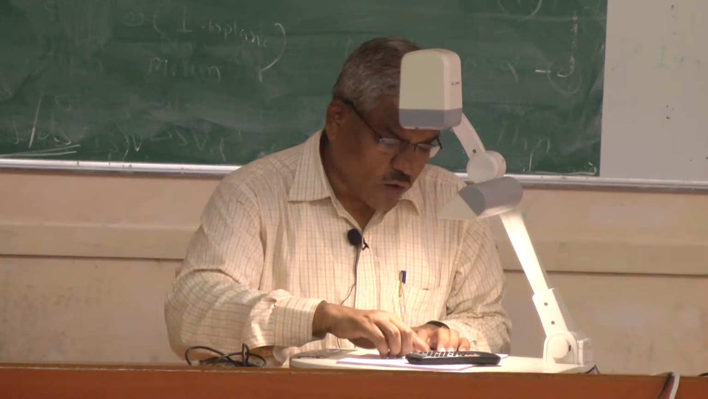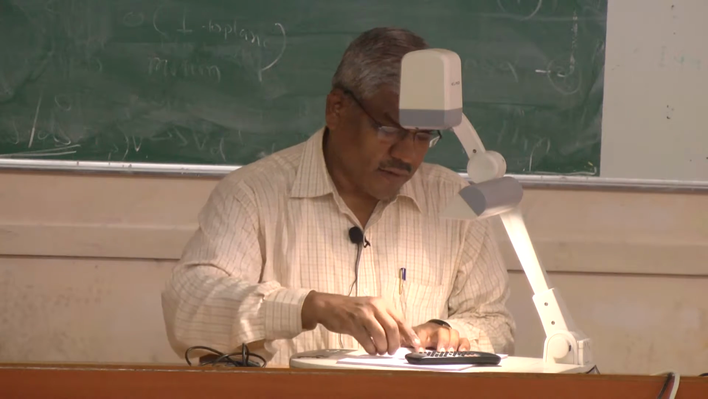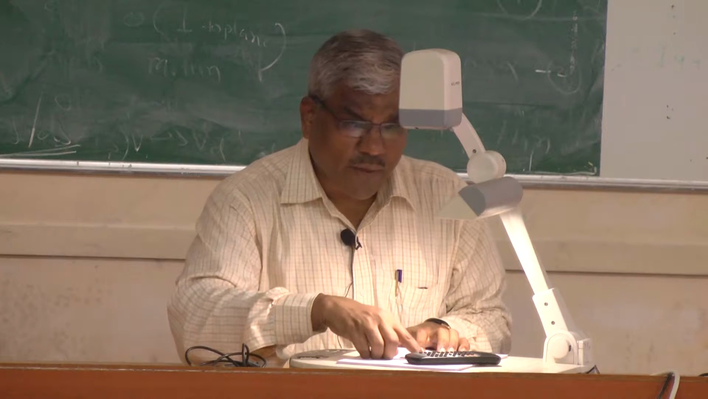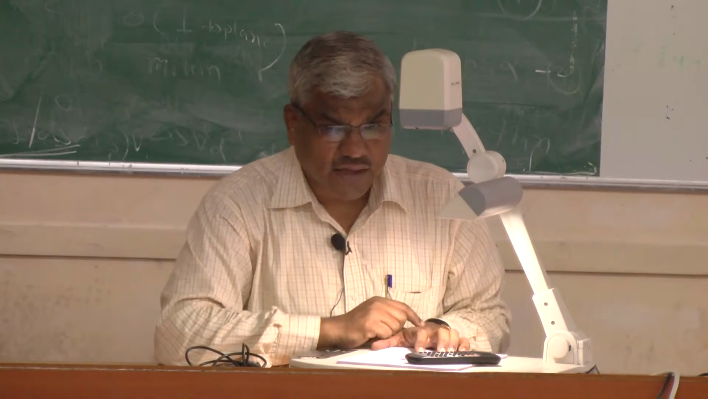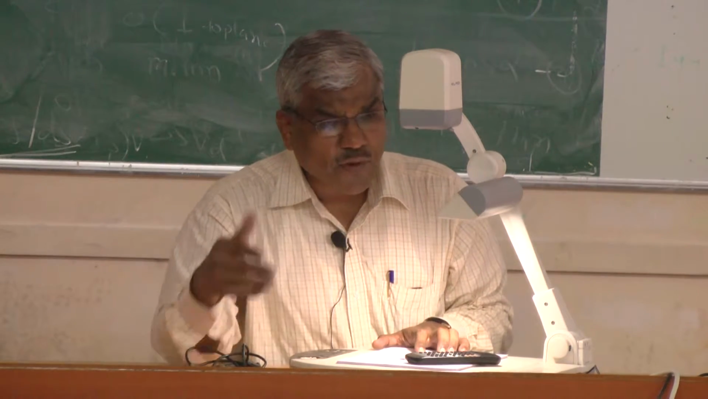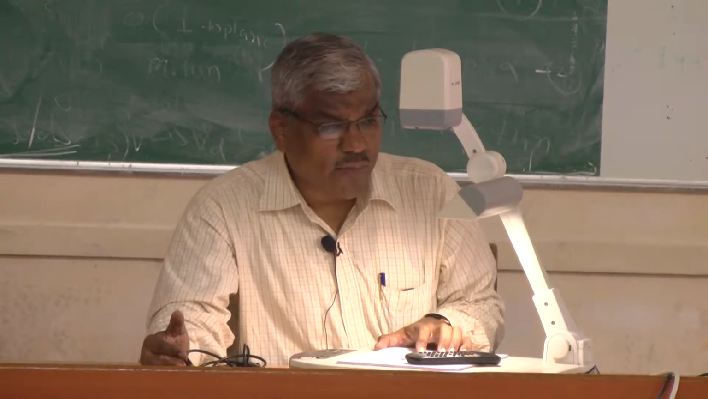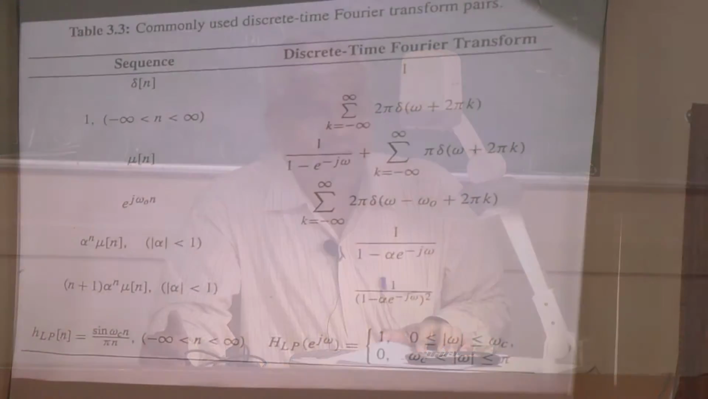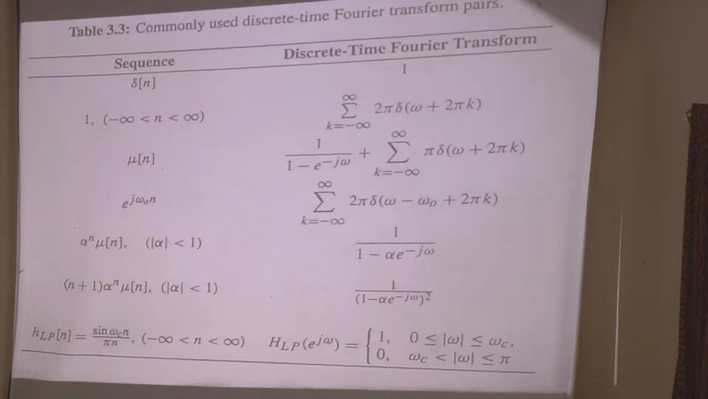So it was 1 by j omega plus pi delta omega, that was the Fourier transform of u of t. The sampled version will have the periodic counterpart. 1 by j omega is replaced by 1 by 1 minus e to the power minus j omega, plus pi times summation of delta omega plus 2 pi k.